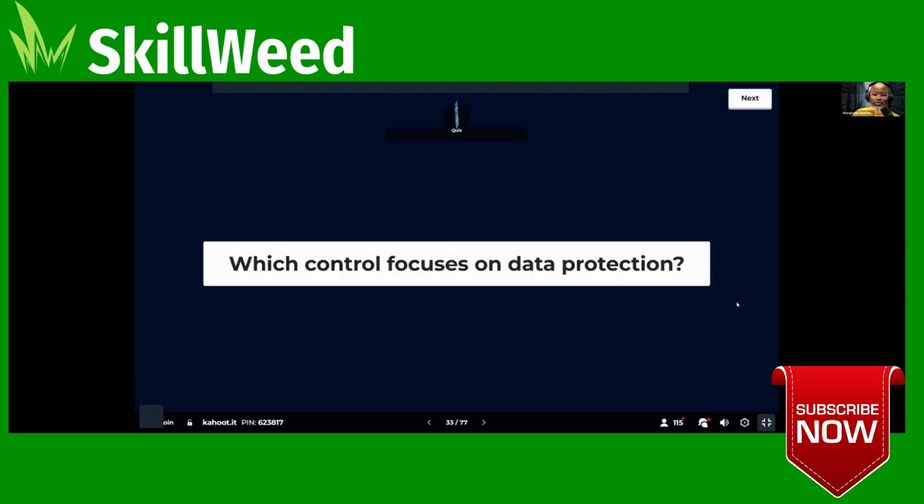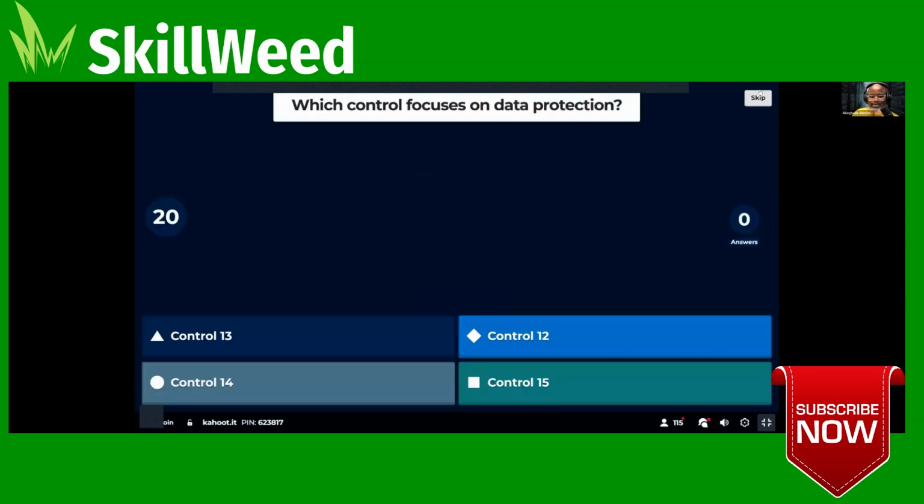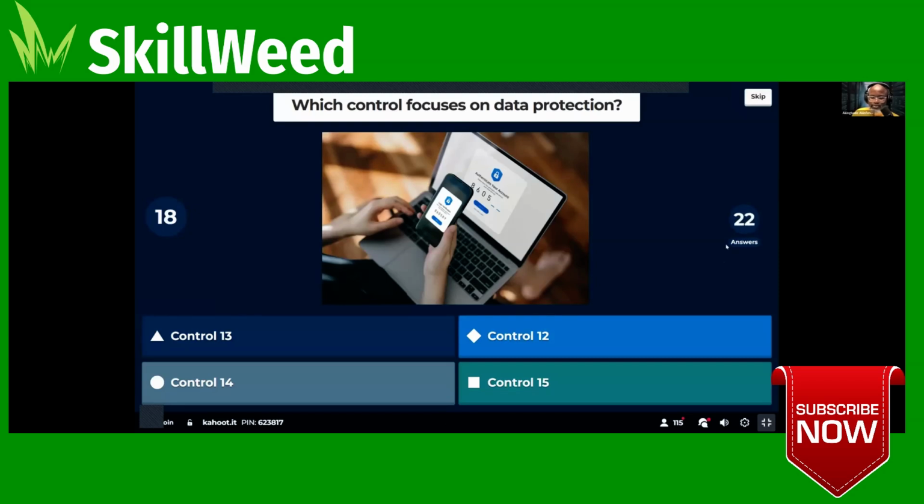All right, quick one. Let's see what you think. Which control focuses on data protection? Which of them focuses on data protection?